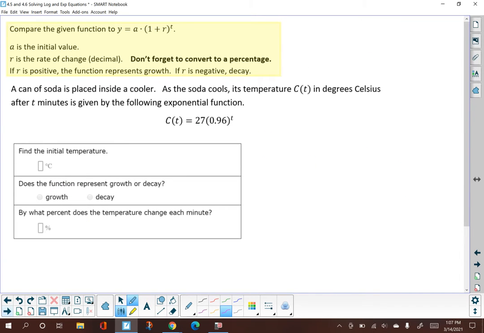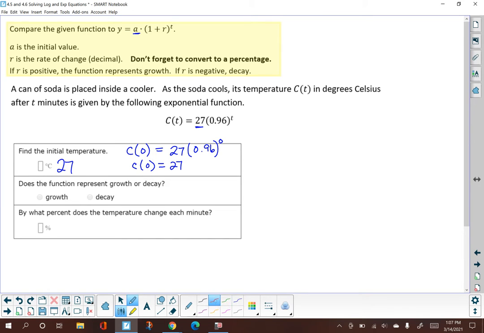Here's another example. A can of soda is placed inside a cooler. As the soda cools, its temperature, C in degrees Celsius after t minutes, is given by this exponential function. So again, we want to find the initial temperature. So remember that that number in front gives you the initial, in this case, temperature, 27 degrees Celsius. If you forget that, you will get that answer by subbing in 0. Initial means at t equals 0. So again, anything to the 0 power is 1, so we get the answer 27.